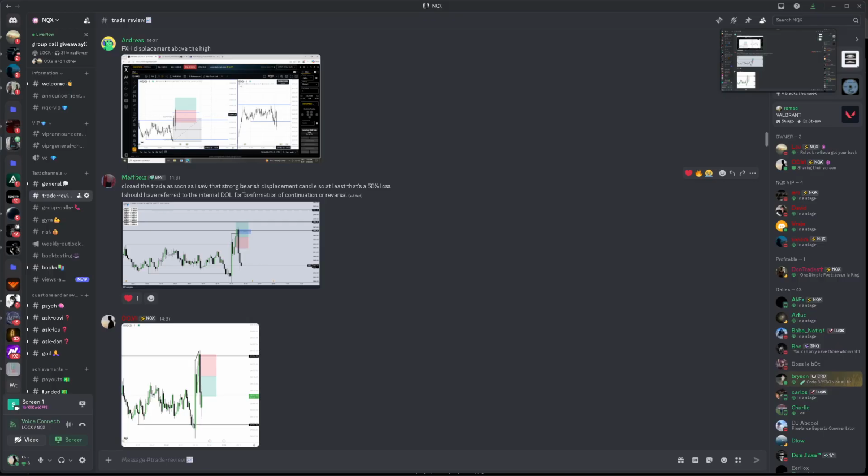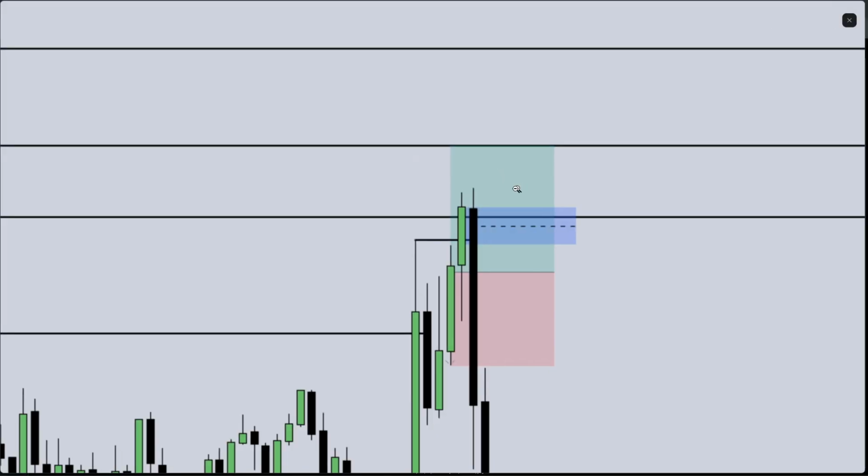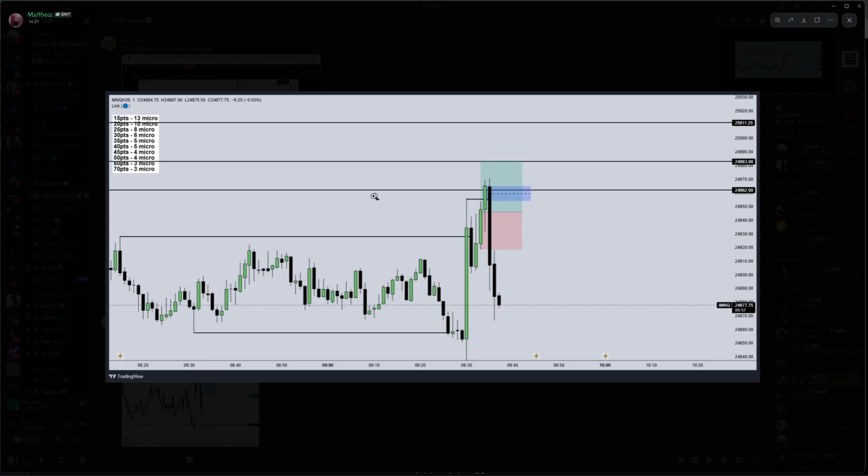Close the trade as soon as I saw that strong bearish displacement candle, so at least there's 50% loss. I should have referred to the internal DO of confirmation. Yeah, but the thing is right here, I can see that you've got the next draw marked out, this external marked out right here. So you entered on just before external manip. Just stay patient, bro. Because like right here, my mind instantly adapted as soon as I saw this SMT and saw the external SMT.